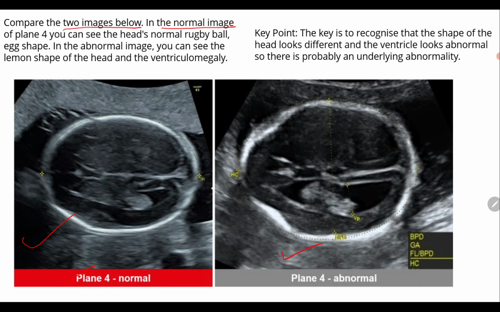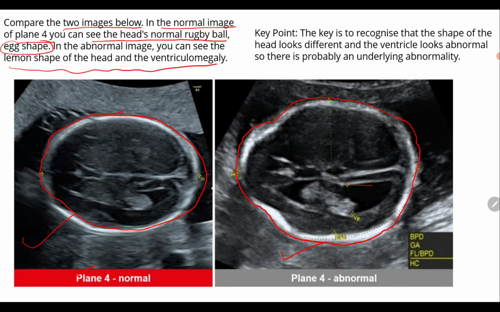In the normal image, plane 4, you can see the head is normally like a rugby ball. You can see how the rugby ball is egg shaped. It is totally egg shaped, the shape of the skull. In the abnormal image, you can see the shape of the skull. There is frontal bossing. This is a lemon-shaped skull. How nicely it is visualized. In the abnormal, you can see the lemon shape of the head and the ventriculomegaly.